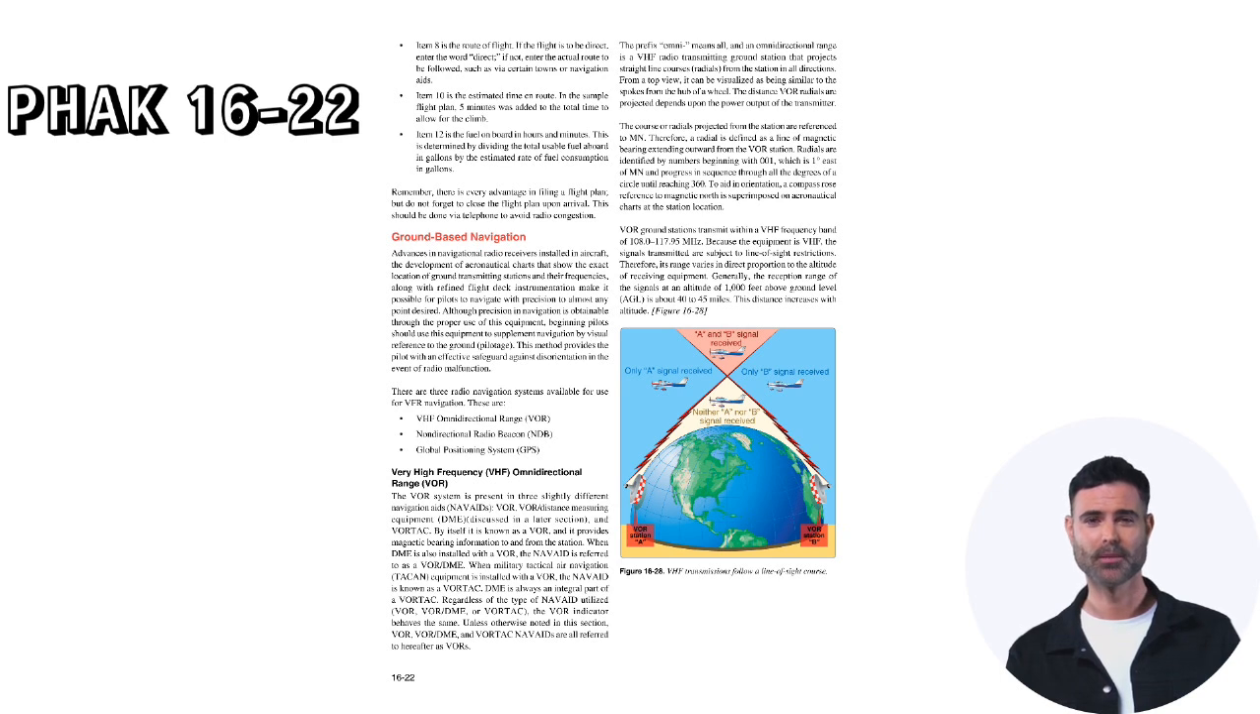There are 3 radio navigation systems available for use for VFR navigation. These are VHF Omnidirectional Range, VOR, Non-Directional Radio Beacon, NDB, and Global Positioning System, GPS. Very High Frequency, VHF, omnidirectional range, VOR. The VOR system is present in three slightly different navigation aids, NAVAIDs: VOR, VOR distance measuring equipment, DME, discussed in a later section, and VOR TAC. By itself, it is known as a VOR, and it provides magnetic bearing information to and from the station.